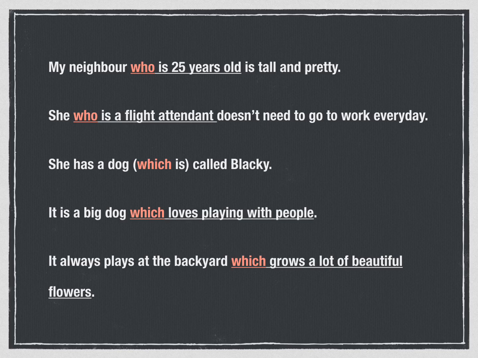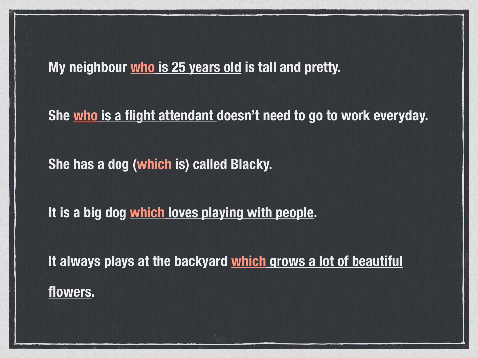Let's take a look at the second sentence. Without the underlined part, she doesn't need to go to work every day. Okay, fine. But with the underlined part, who is a flight attendant, we have more information. We can learn that this neighbor works as a flight attendant. The third one, she has a dog which is called Blackie. If I just write she has a dog, well, yeah, you'll know that she has a dog. But with the underlined part, we'll learn more about the dog, that the dog is called Blackie.